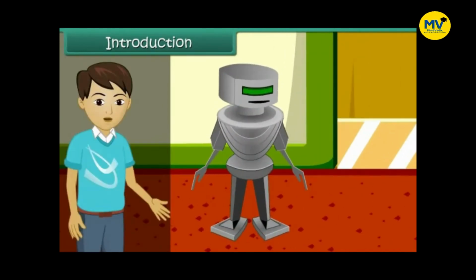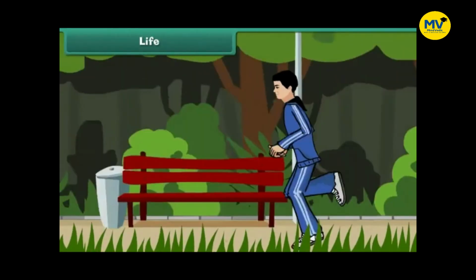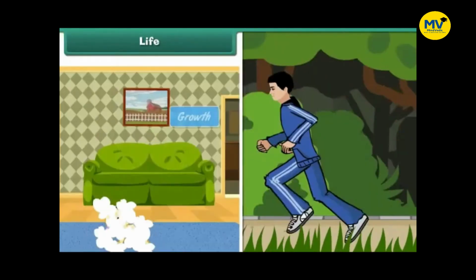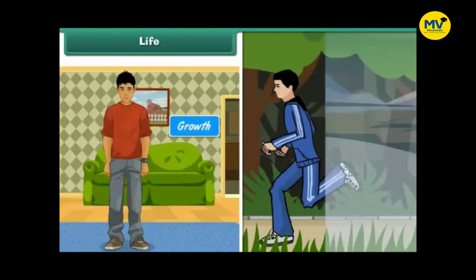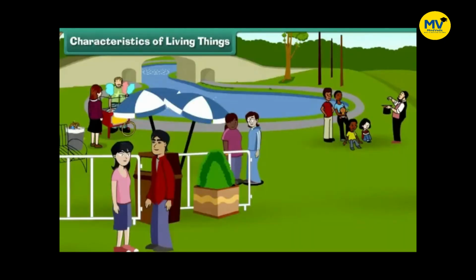Children, in this lesson we will learn about characteristics of living things. Life. Life is a unique, complex cellular organization of molecules, expressing itself through chemical reactions which lead to growth, development, responsiveness, adaptation, and reproduction. Characteristics of living things. Things which depict growth, reproduction, ability to sense the environment and mount a suitable response are called living things.